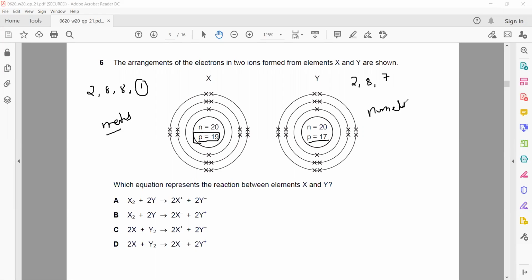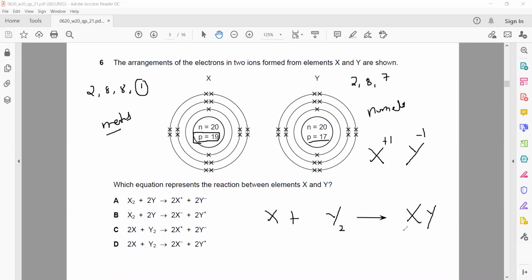And how does a non-metal exist? Non-metals exist as diatomic elements. So Y should be Y2 and X should be only an atom because it's a metal. And when they react with each other, they will form a compound. Now what will be the formula of the compound? Because the valency of X is +1 and the valency of Y is -1, the compound they will form is XY.